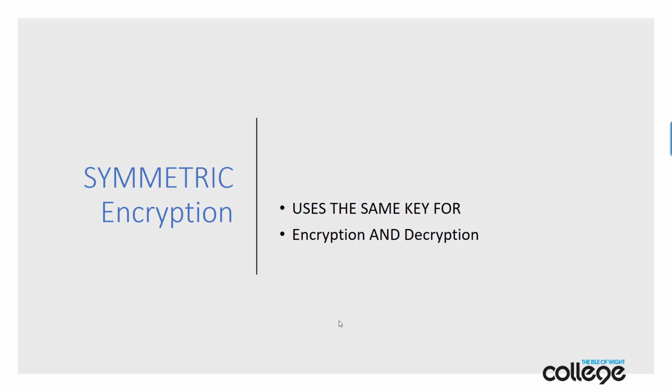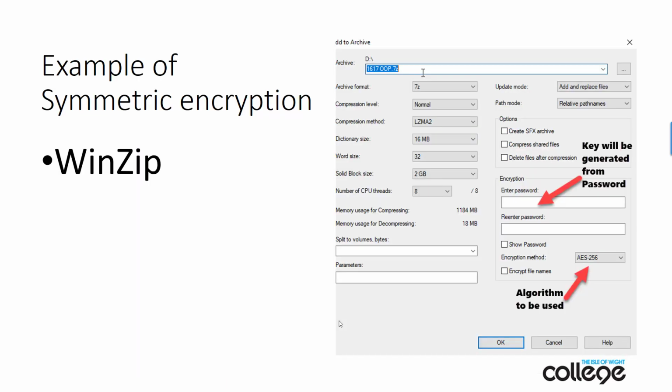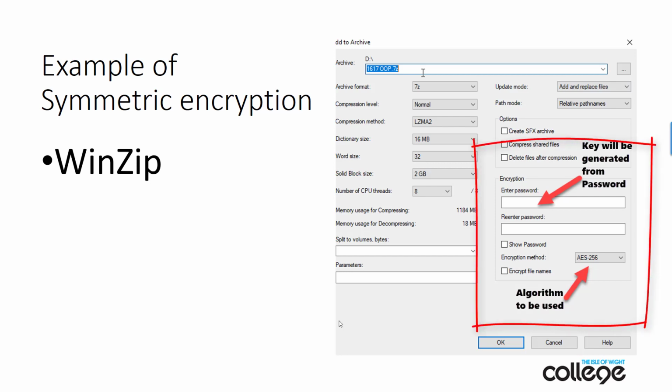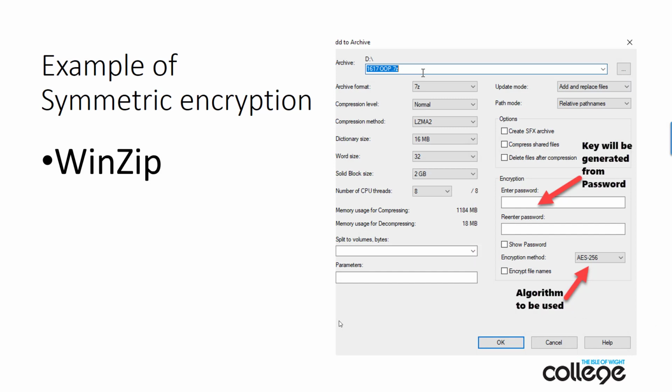Now, symmetric encryption uses the same key for encryption and decryption, and is commonly used in computer programs that you use every day. Here's an example of a symmetric encryption process built into a program called WinZip. WinZip is used to compress files into folders to make them easier to transfer from one place to another. We use WinZip a lot, but few people actually look to see that you can encrypt the folder so that it's unreadable unless you know the password. We enter the password, and that password will be used to generate the key.